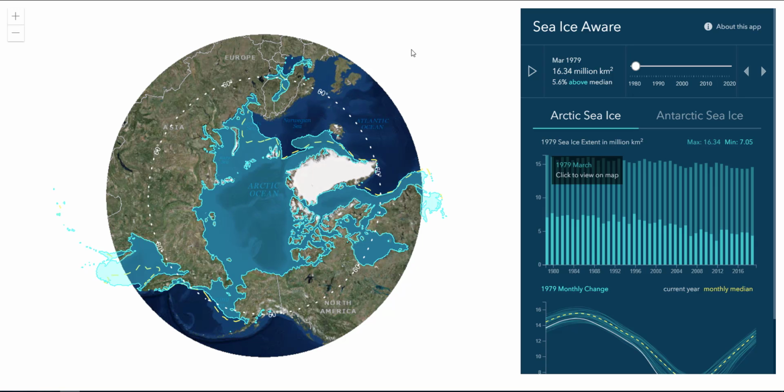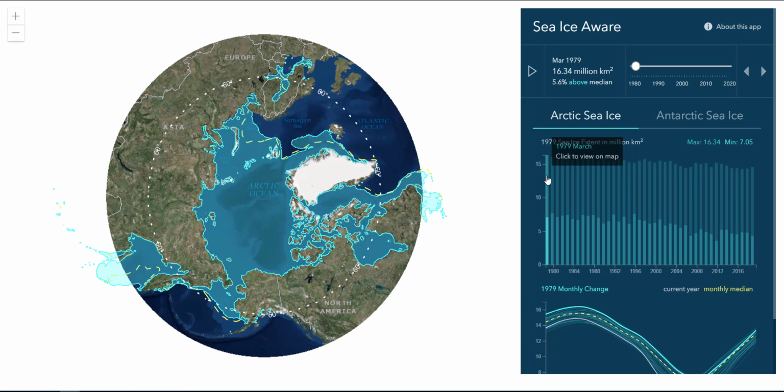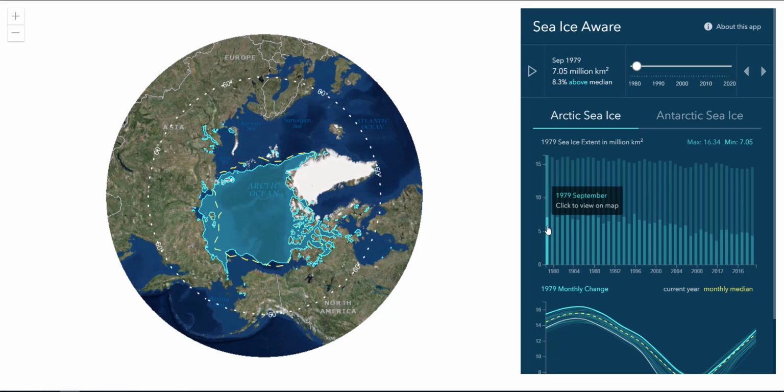Another application that you can access in Living Atlas is called Sea Ice Aware. And for those of you who are particularly concerned with global warming, this might be one that you really would want to check out. What it does is it takes a look at the sea ice extent from 1979 all the way to current. And we can take a look at the ice when it's at its fullest extent versus when it's at its minimal extent. And then we can compare that and see how it's changed over the years.